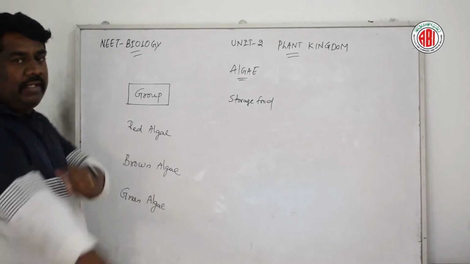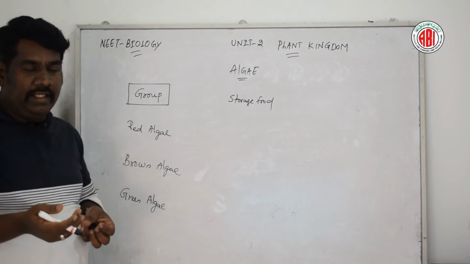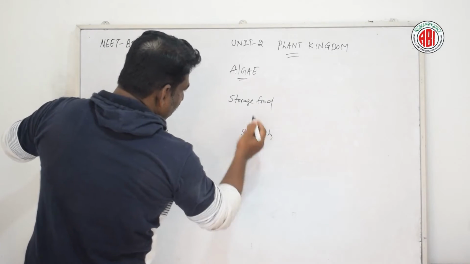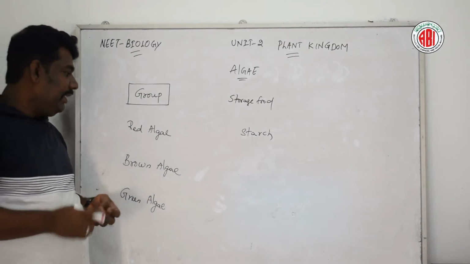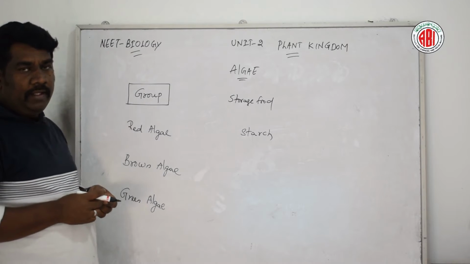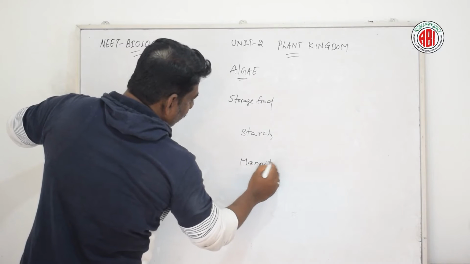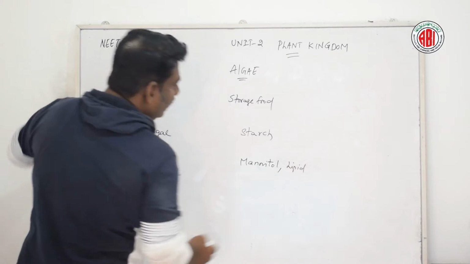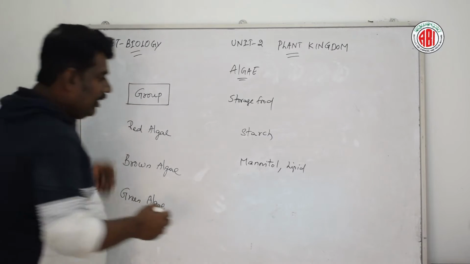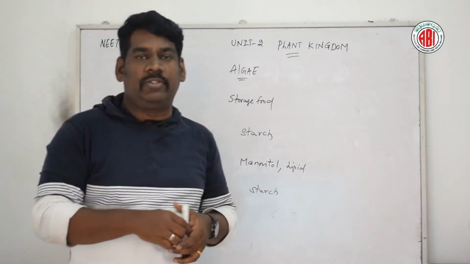Next, talking about the storage food or the reserve food. The storage food for the first category, red algae, is usually Floridian starch. So starch is the reserve food or storage food that can be seen in red algae. In brown algae, we can see lipid and mannitol. These are the storage foods. Lipid is one of the most important storage foods seen in brown algae. Similarly, in green algae, again we can see starch. Starch is the reserve food or storage food after the photosynthesis process.